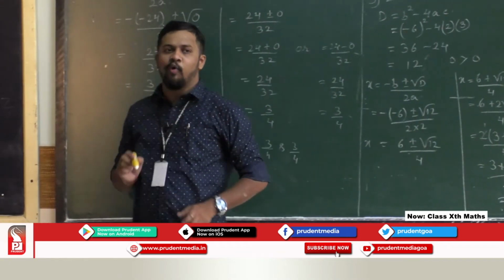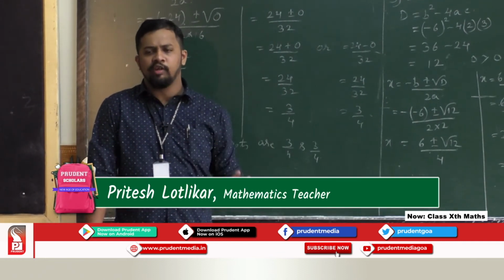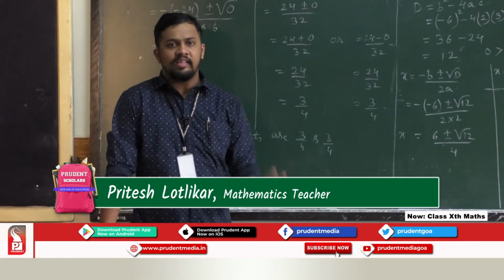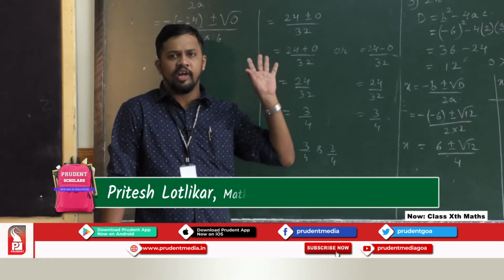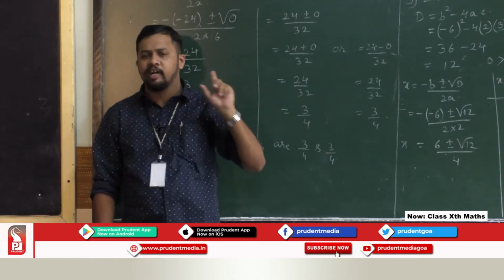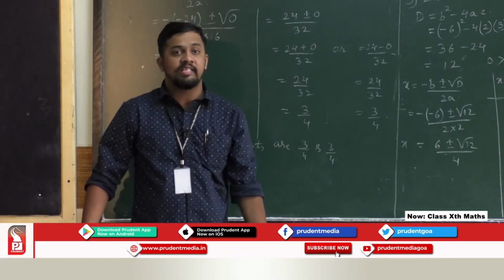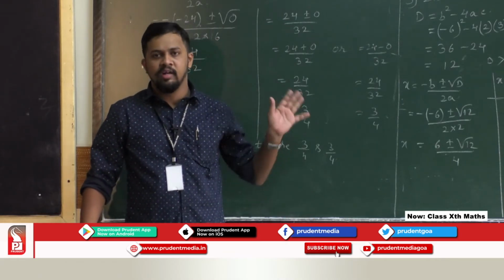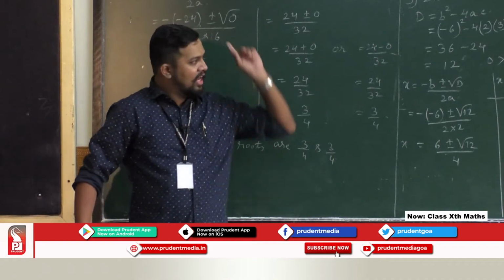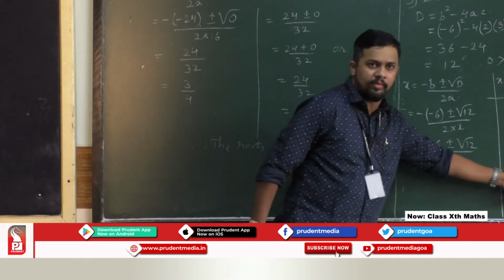So this is about what is called the nature of the roots. Again, repeating back, the nature of the roots is nothing but we have learned three things. If d is greater than 0, as in earlier problems, that time we get two distinct roots. I will say two distinct real roots. Real means rational or irrational. Earlier problems, I got all rational. Now I am getting irrational.